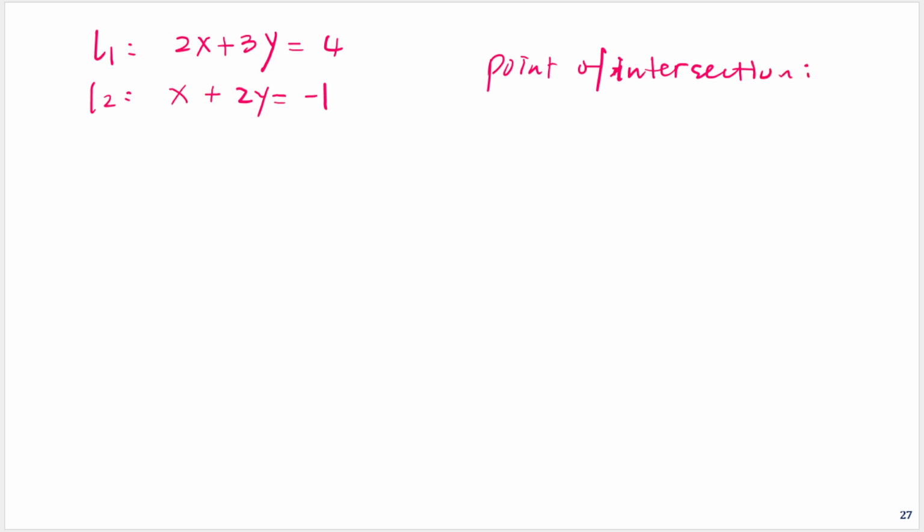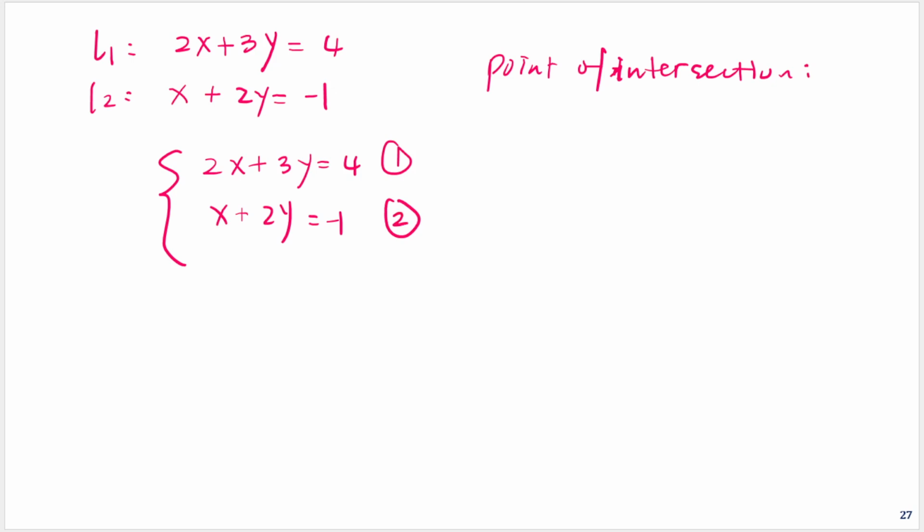Well, the point of intersection, if it exists, must satisfy both of the two equations, right? So we need to solve this system to see if we can find any solutions. We call them number 1 and number 2. And we already know how to solve a system of equations like this, right? From equation number 2, we could use either a substitution method or an elimination method.